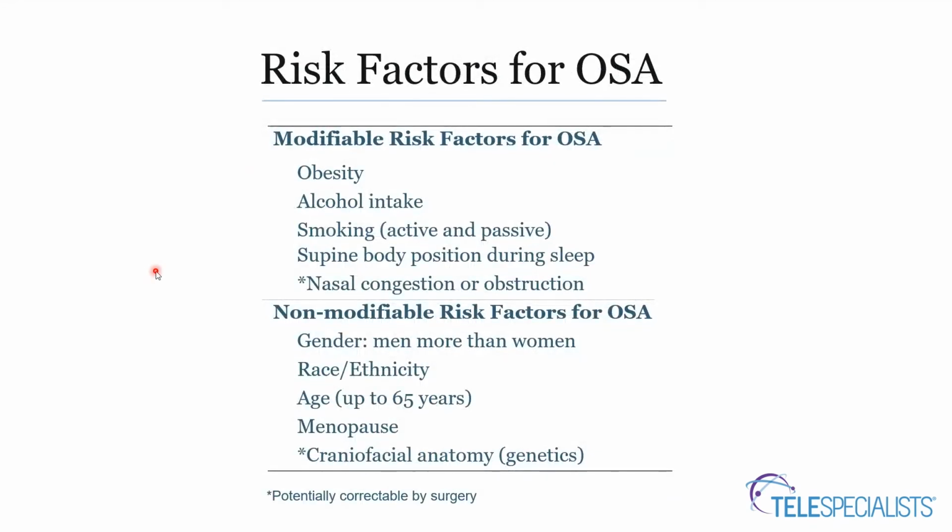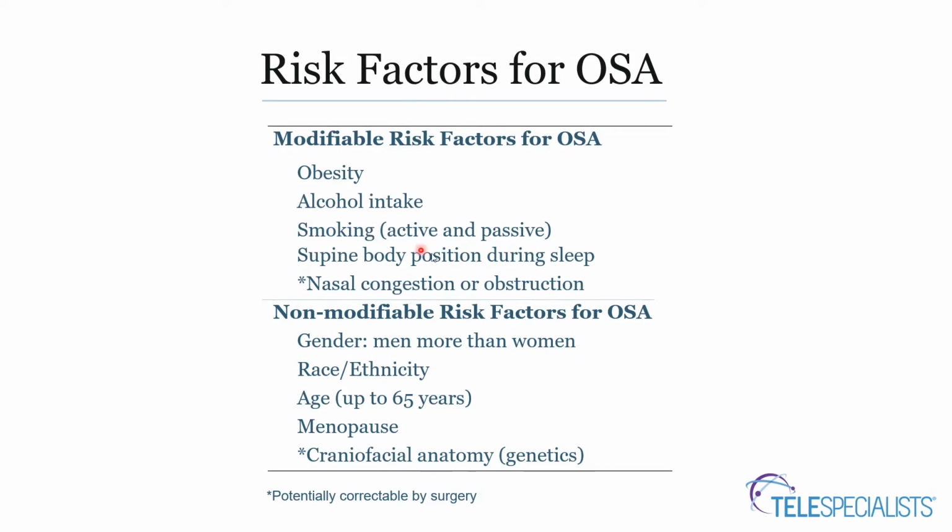Here are some risk factors. So what are the risk factors related to sleep apnea that are modifiable and not modifiable? Yeah, we can do something about these. Obesity. One of the things we look for in our patients is body mass index. We know a body mass index of 30 or greater is a risk factor for sleep apnea. Alcohol intake, which fragments our sleep.